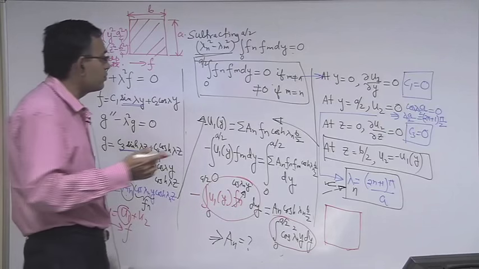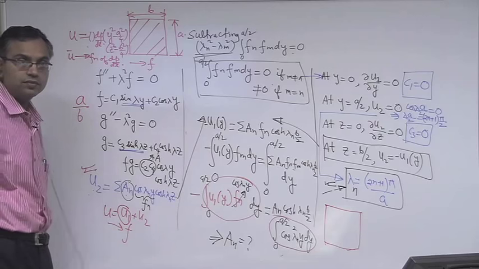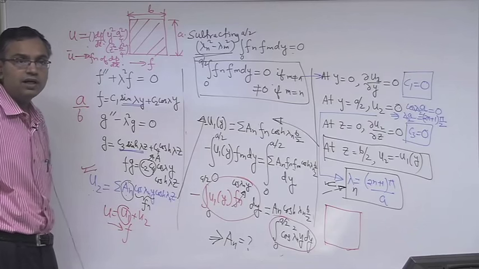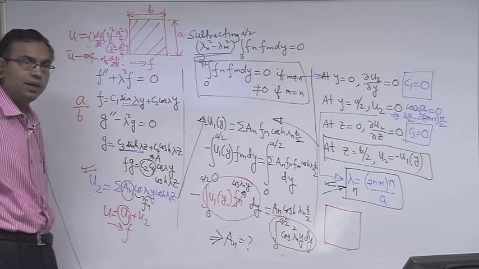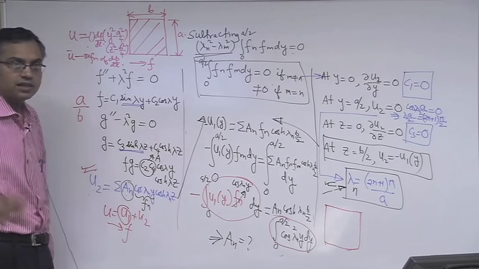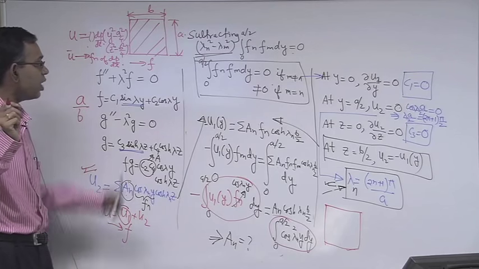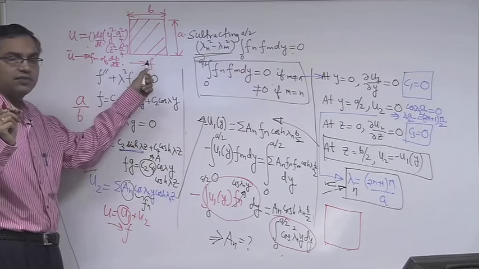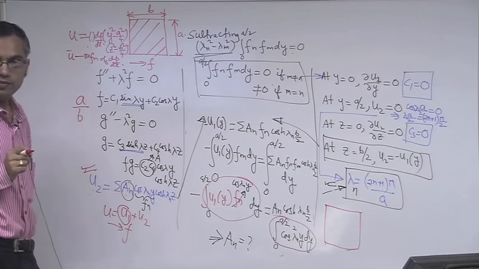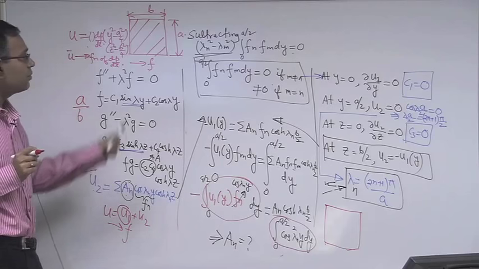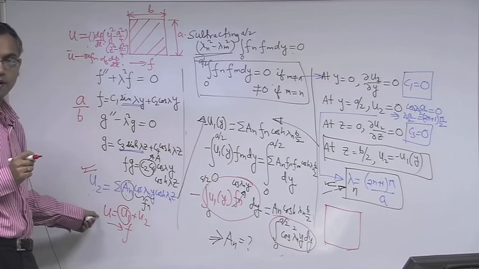For what values? For different ratios of A by B or B by A, whichever you choose. This is the first exercise. The second exercise is to plot the value of the Darcy's friction factor for different values of A by B and B by A, obtained from using this solution and using the analytical solution.